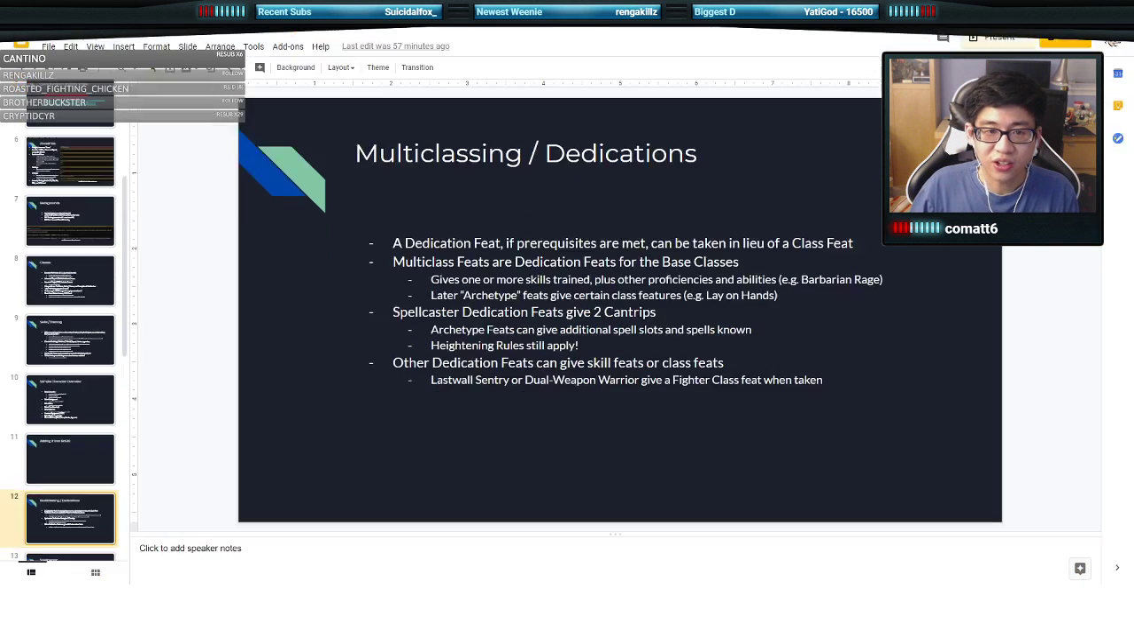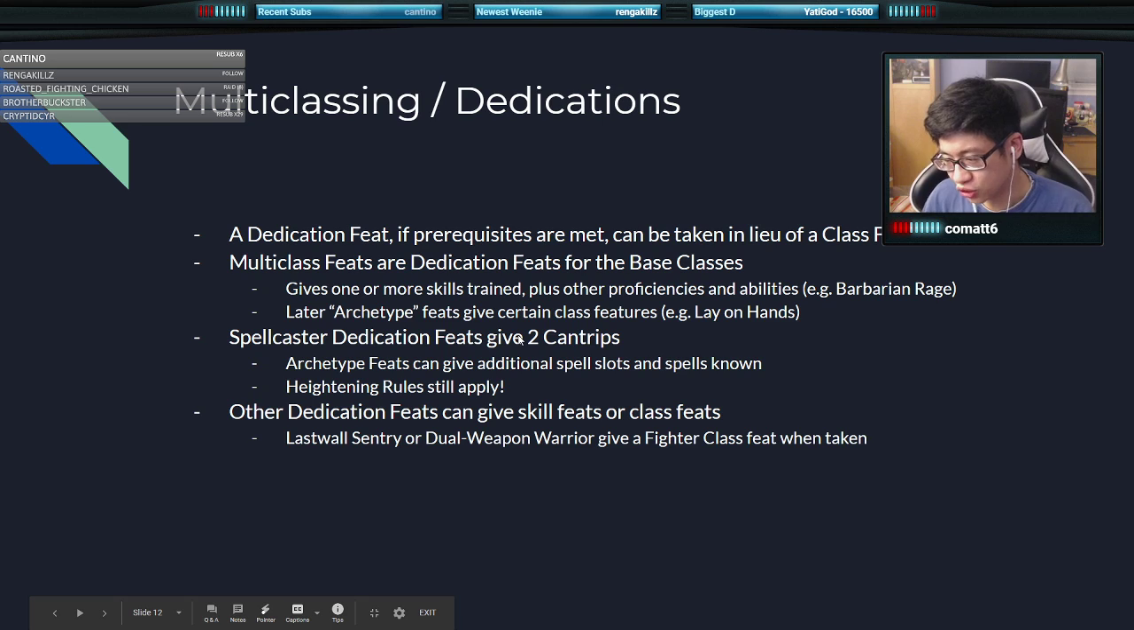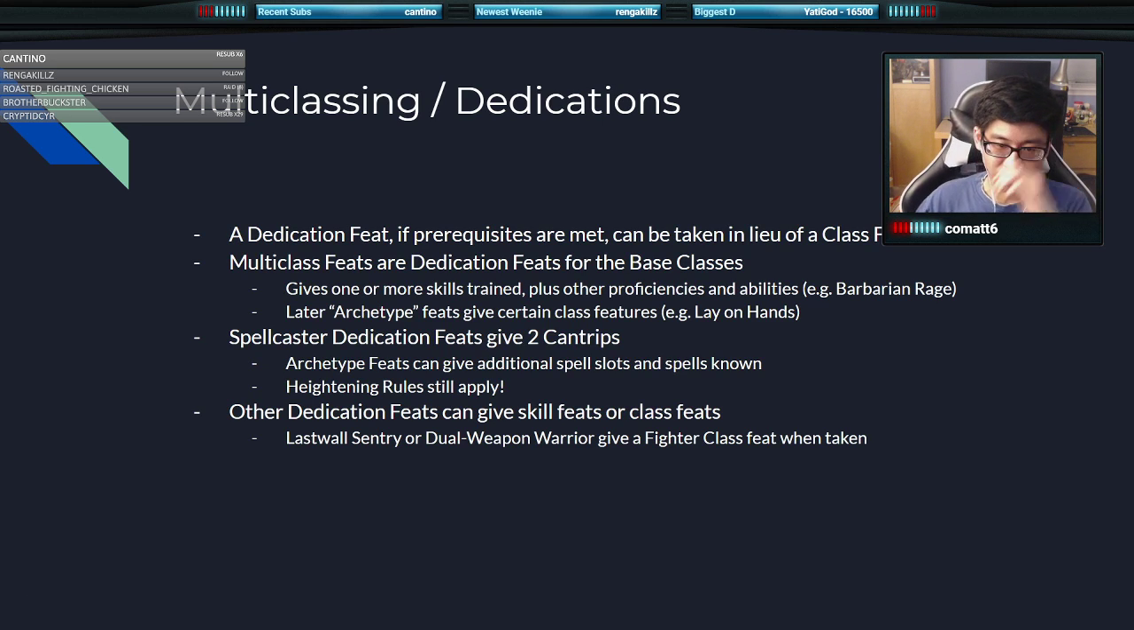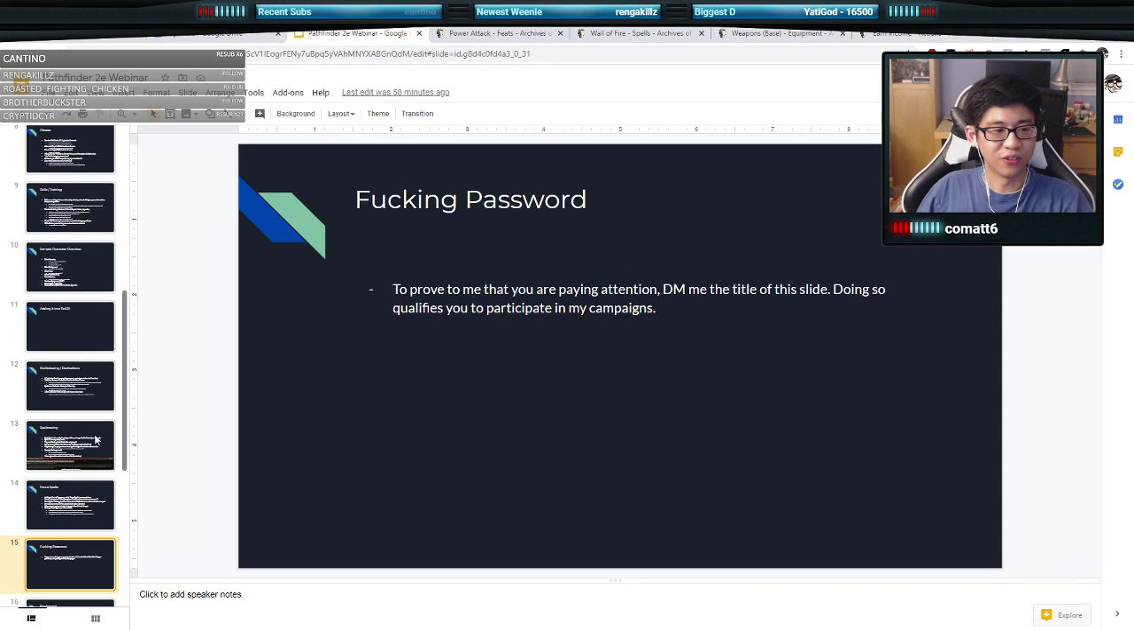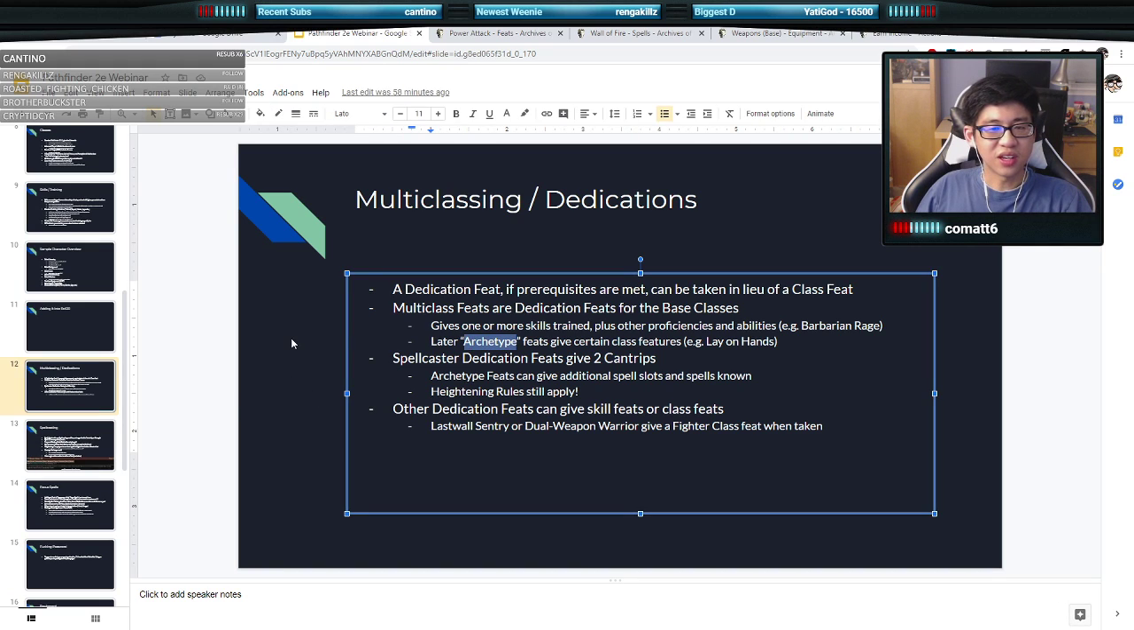So going back to the presentation, multiclassing. You're probably wondering what happened to multiclassing now that once you pick a class, you have to stick with that class for all 20 levels. So what they did was, instead of being able to directly gain levels from a different class, they now introduced the dedication feat. If all of the prerequisites of said dedication feat are met, it can be taken in lieu of a class feat.